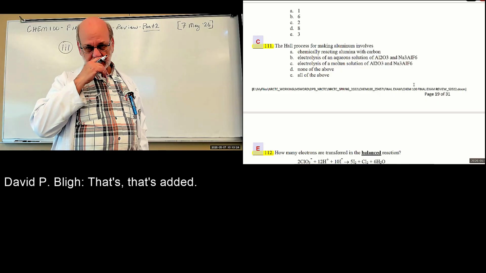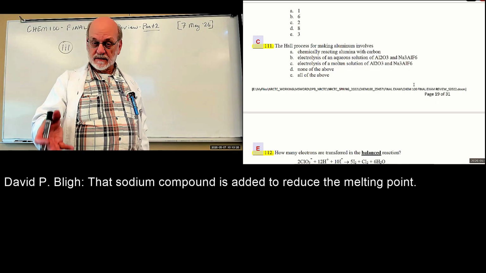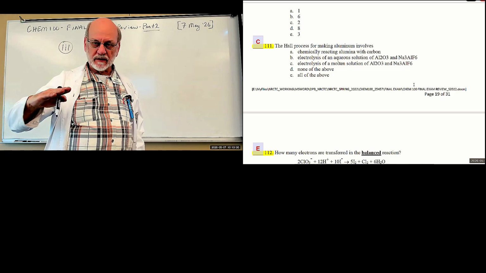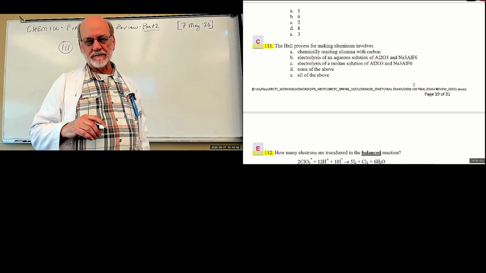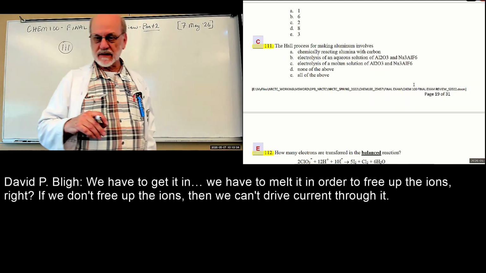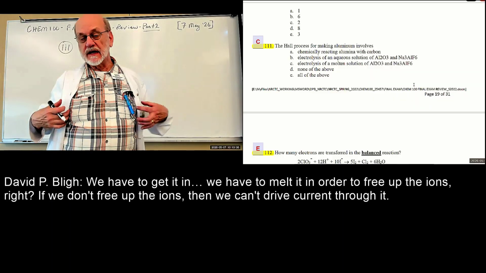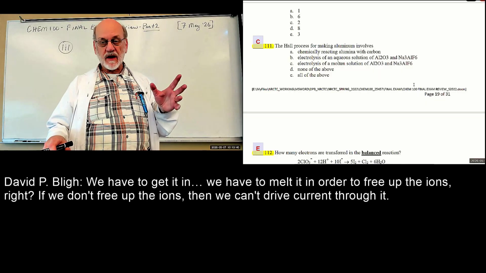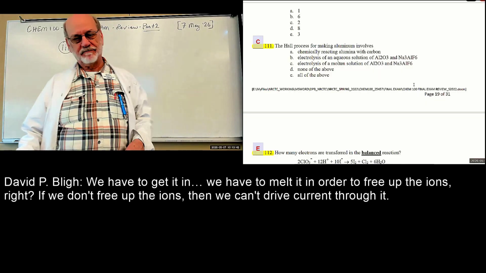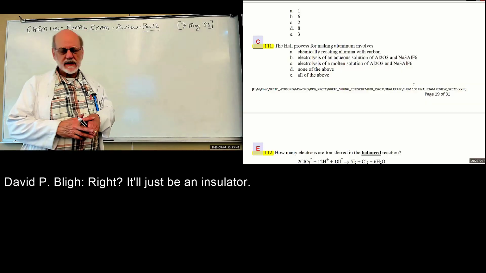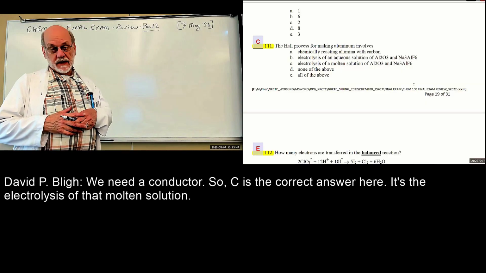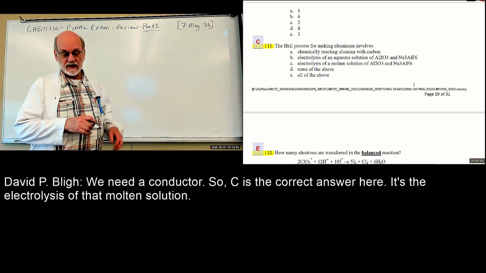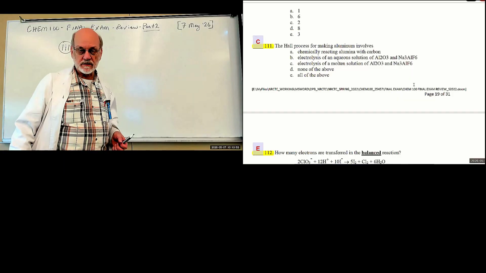That's added. That sodium compound is added to reduce the melting point of the aluminum oxide. We have to melt it in order to free up the ions, right? If we don't free up the ions, then we can't drive current through it, right? It'll just be an insulator. We need a conductor. So C is the correct answer here. It's electrolysis of that molten solution.